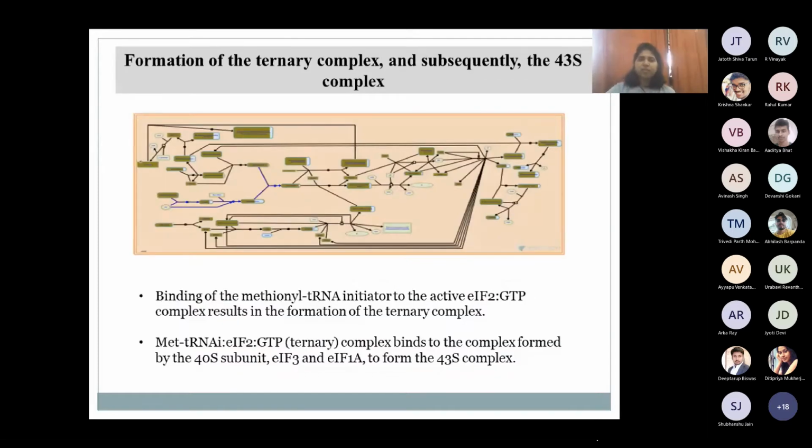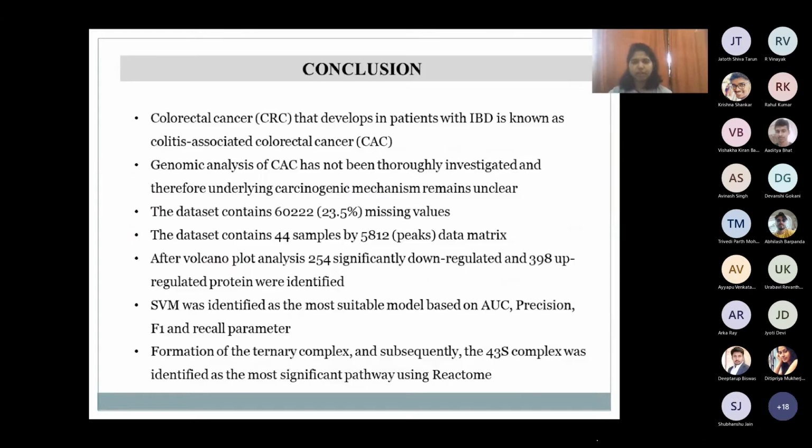The most significant pathway identified was formation of ternary complex and subsequently the 43S complex. Here, the binding of methionyl-tRNA initiator to the complex results in the formation of the ternary complex. The ternary complex then binds to the 40S subunit and other proteins to form the 43S complex.